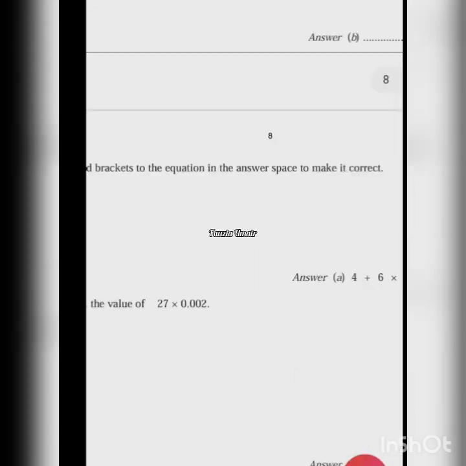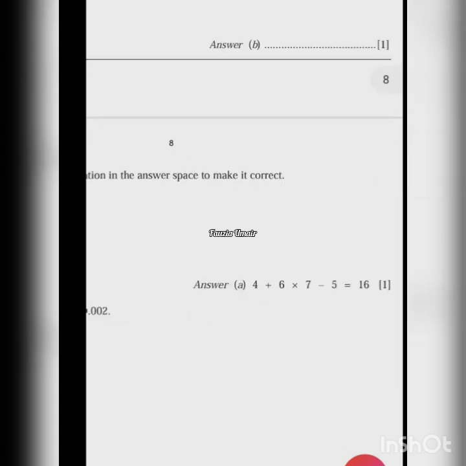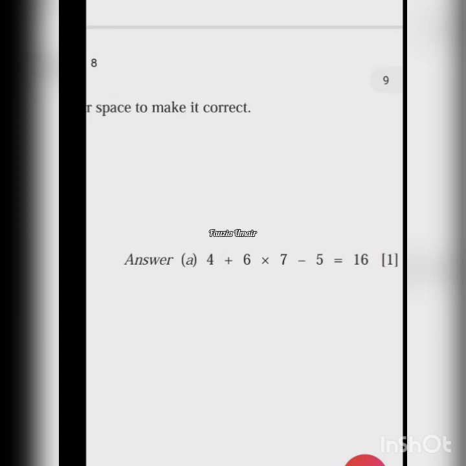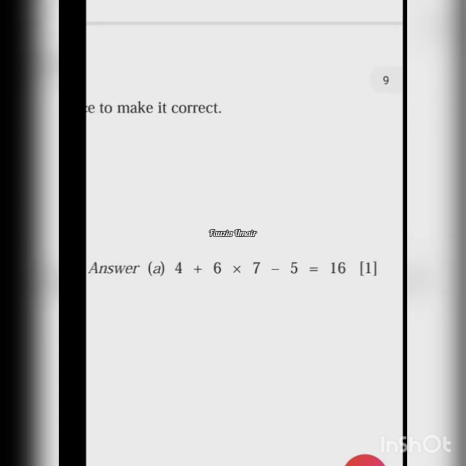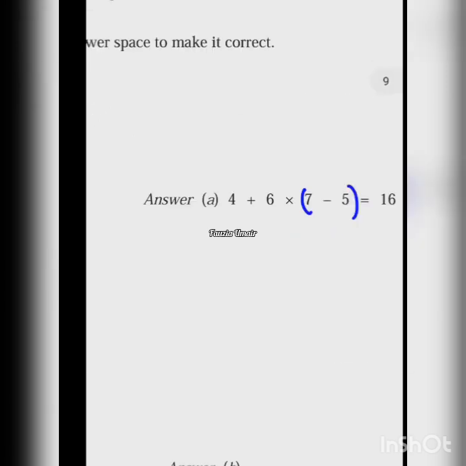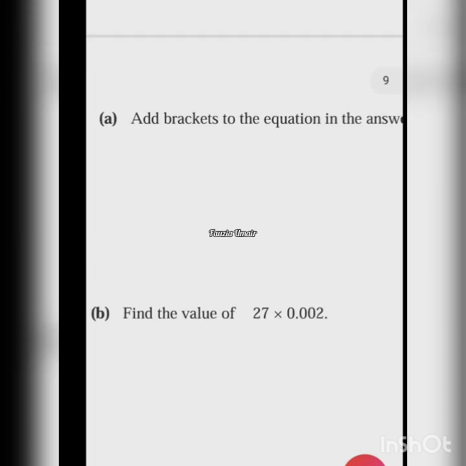All right, so add brackets again. See the same question; these questions are repeating. The BODMAS question, in this you have to use brackets. Can anyone guess where the bracket would go? The answer should be 16. 7 minus 5. That's right. So brackets should come here. This question is easy; try once or twice and you will be able to reach the answer.